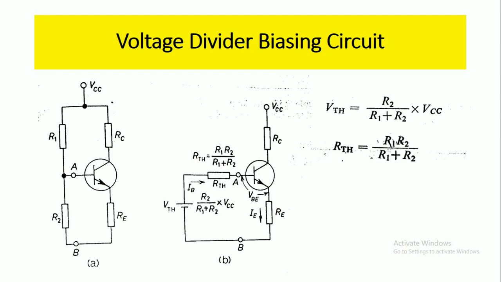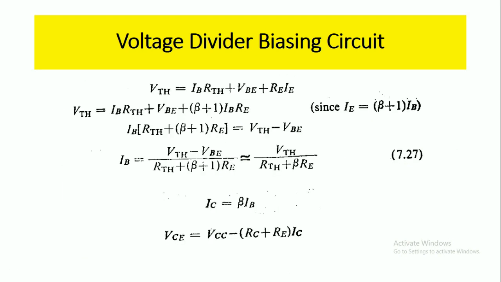For the calculation of the operating point, we require VCE and IC. From the above figure we got VThevenin equal to IB RThevenin plus VBE plus IE RE. For the input section, if you apply Kirchhoff's voltage law, then IB equals VThevenin minus VBE by RThevenin plus 1 plus beta into RE. This is approximated as VThevenin by RThevenin plus beta RE.